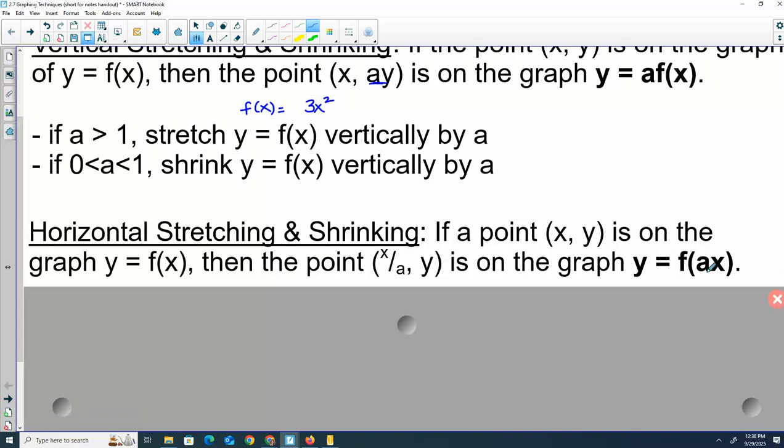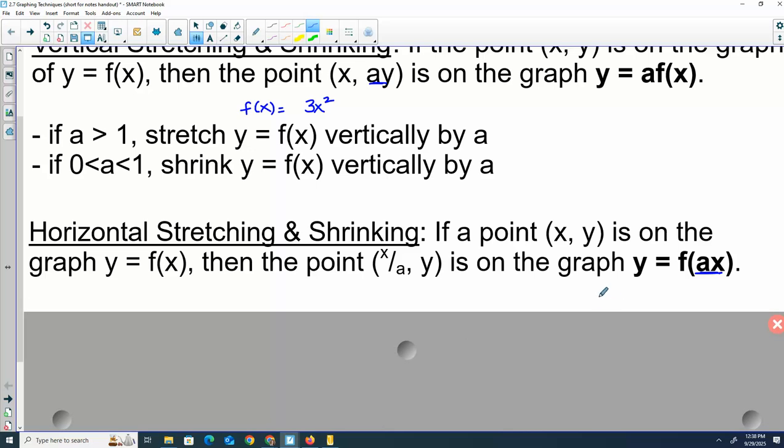Inside changes x, and if I'm correct, last year you did vertical stretching and shrinking, but I don't think you did any horizontal. Am I correct on that? So inside changes x, but it actually does the opposite of what you think, and that's kind of always the rule. Inside the function is our x value. If I said like 3x squared, what that's going to do is horizontally shrink my function, or horizontally compress it.